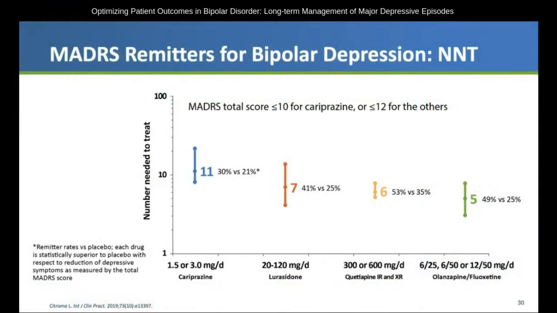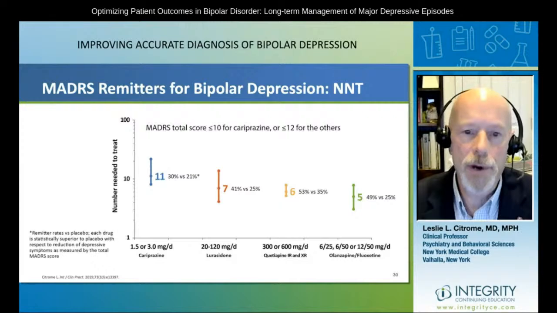Now for remitters, here the definition does vary a little bit between the agents, depending on how the different manufacturers report this in clinical trials. I could only calculate it with what's available to me publicly. So I calculated for cariprazine a little differently than for the others because the threshold was different: 10 or less for cariprazine, 12 or less for the others. And I come up with NNT estimates for remission in kind of the same ballpark in terms of the overlap of the 95% confidence intervals. So with all that, we see there's a small spread for NNTs for response and remission.